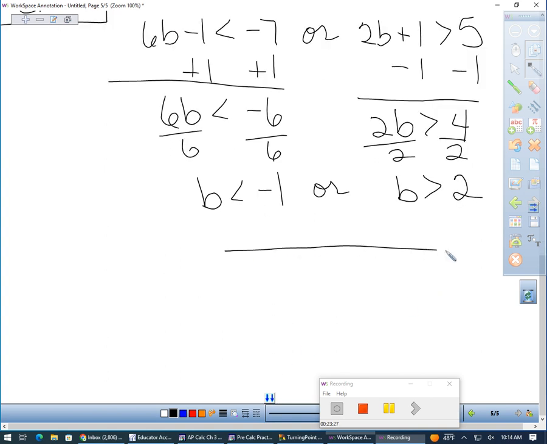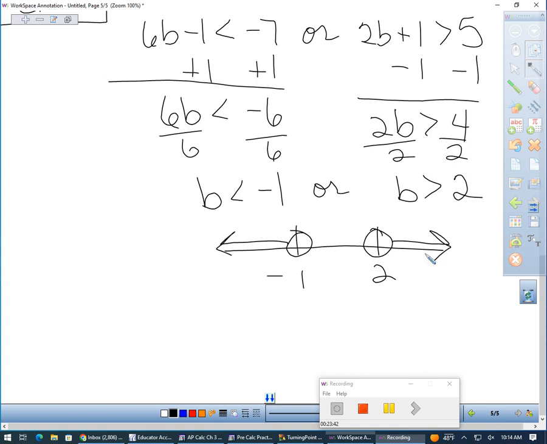On my number line, at negative 1, do I have an open or closed dot? Good, and it goes to the left. Excellent. At 2, do I have an open or closed dot? Open, good, and it goes to the right. Awesome. You can see it goes in opposite directions.